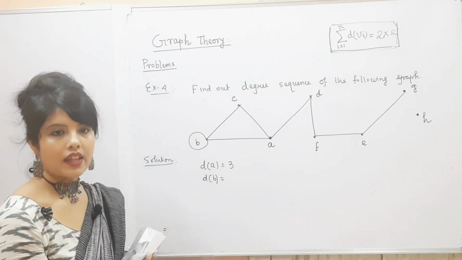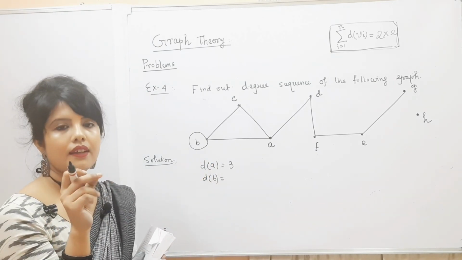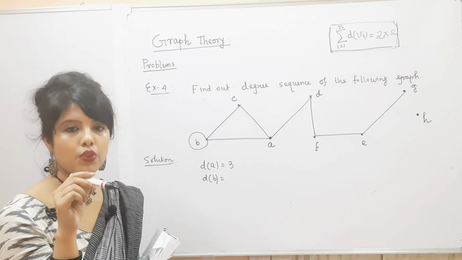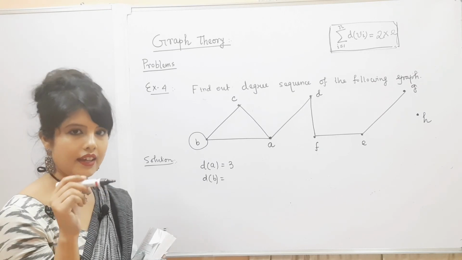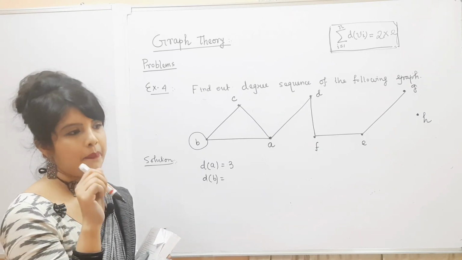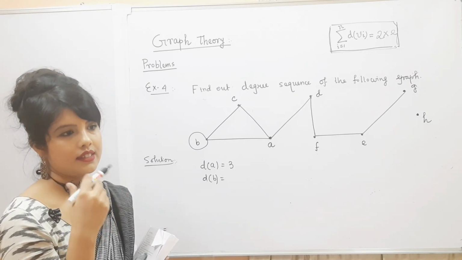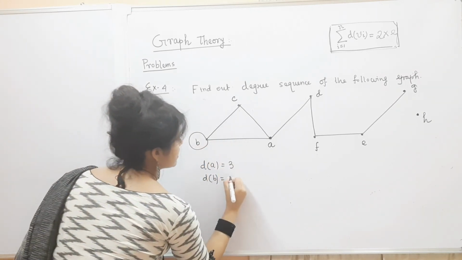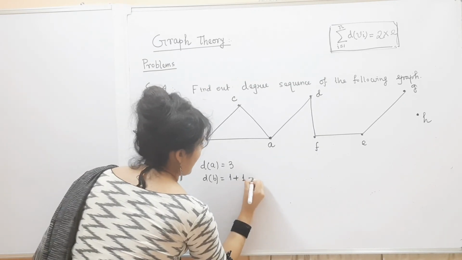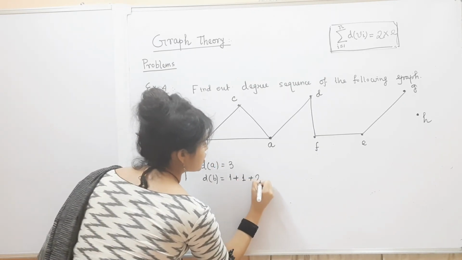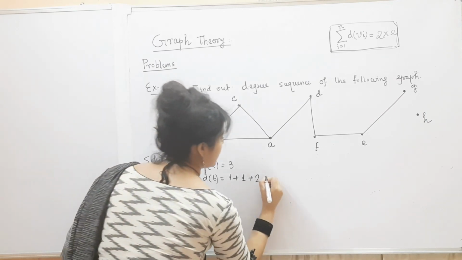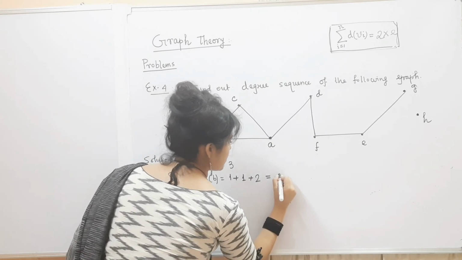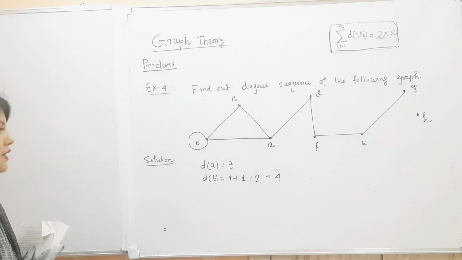I have told that if there is a loop on a vertex, then this vertex plays the role of both the initial and the end vertex, for which the degree of the vertex is calculated as 2. So this is 1, this is 1, and for the loop there is 2. Therefore degree of the vertex B is 2, 3, 4. So the degree of the vertex B is 4.